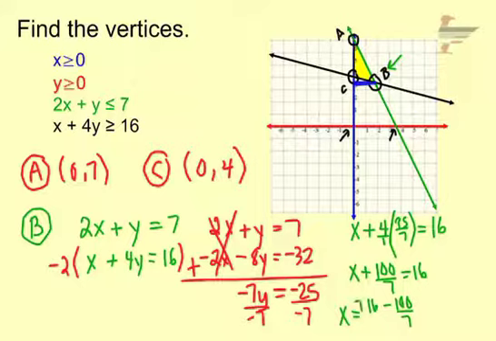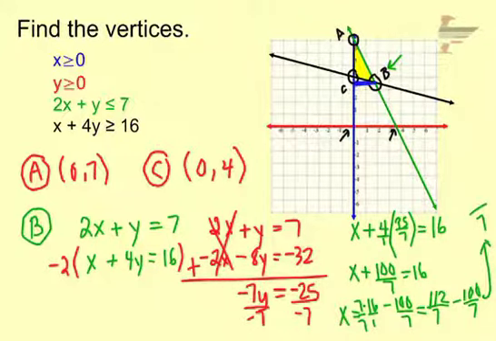And we can multiply the 16 by 7 over 7 so that we're working with a common denominator to subtract the fraction. So really we have 112 over 7 minus 100 over 7. I'm going to write up here. The denominator stays the same, so we have a 7, and the numerator 112 minus 100 is 12. So there's our x.